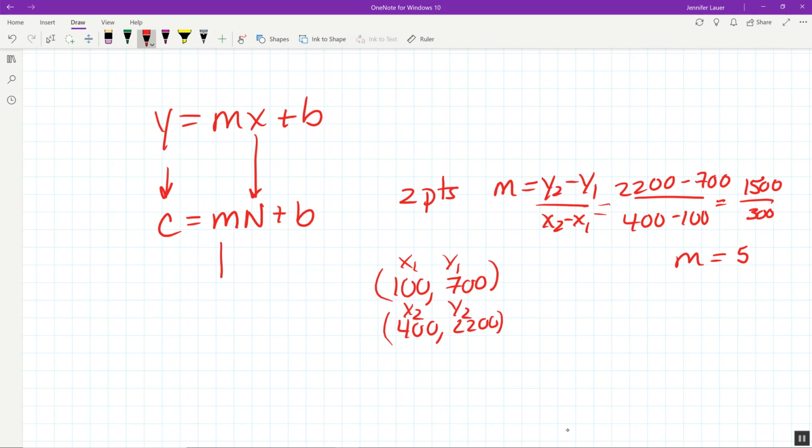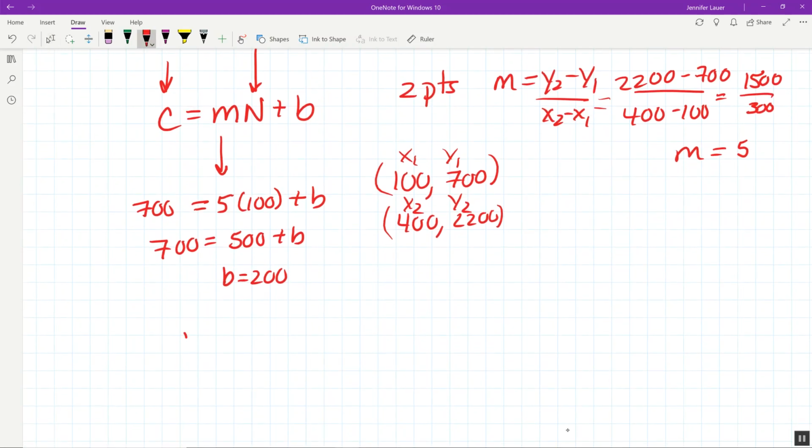So we've got that taken care of. Now you're just going to treat it like you do with any other equation, where you're just going to plug in your x and your y and solve for b. Okay, so now we have our line, but we are not done yet.